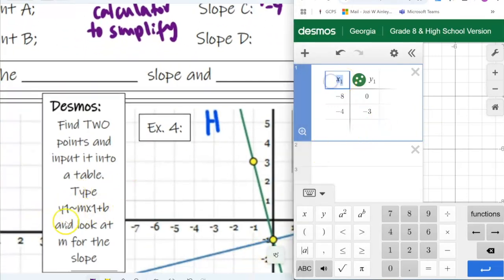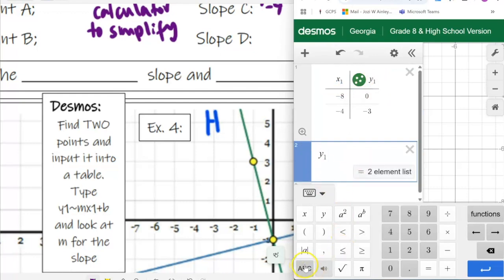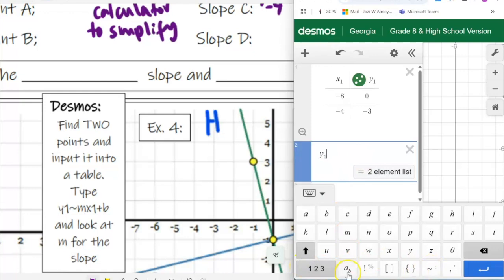All right, now that I've done it in the table, I'm going to type y1. Now, remember, I'm only writing y1 here, but it really just depends on what's in the table there. So x1, y1, so that's fine. So we're going to type y1 squiggly line. You can do shift, and right underneath escape is a squiggly line, or you can press ABC, and it's right here. All right, mx1 plus b.